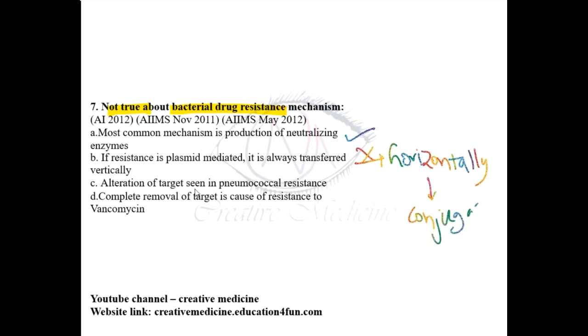Alteration of target is seen in pneumococcal resistance. No, alteration of target is... Yes, it is seen in pneumococcal resistance. I'm sorry. Alteration of target is seen in pneumococcal resistance. That is, penicillin binding proteins are used for alteration of target, which is used in pneumococcal resistance.